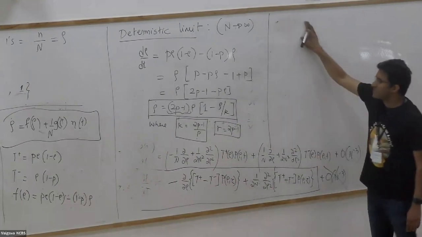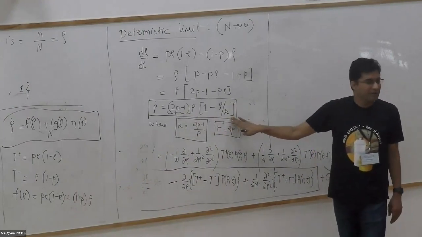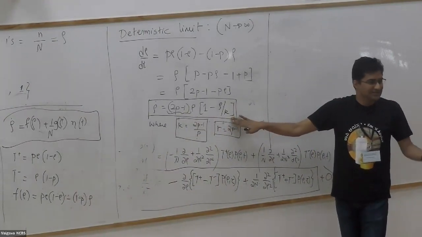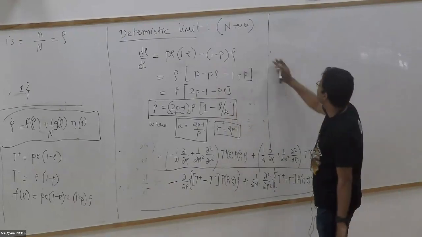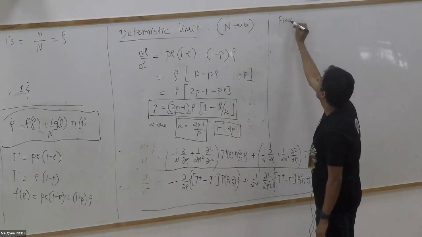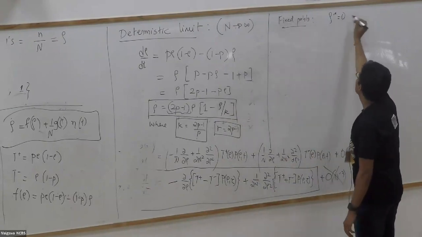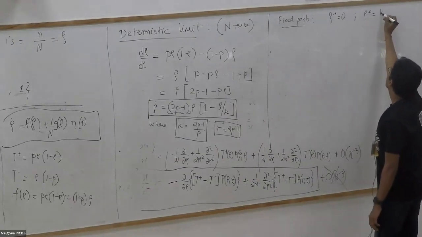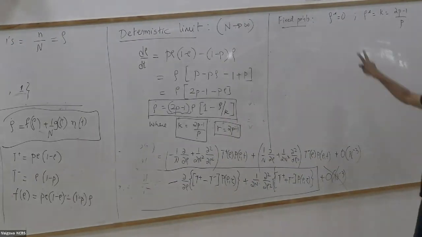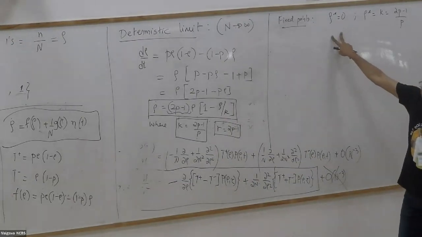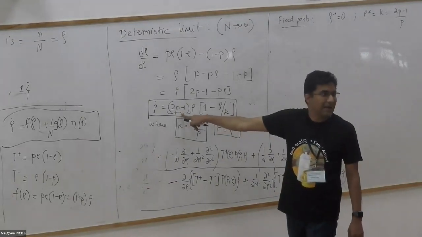Okay, let me do it more systematically, because I do have 2 more minutes, right? So when you have an equation, what do you do? When you have an ordinary differential equation that describes dynamics, you find the fixed points and stability. What are the fixed points for this? Rho is equal to 0, right? Okay, so when is rho equal to 0 stable? The rho equal to 0 is stable when the coefficient of the linear term is negative.